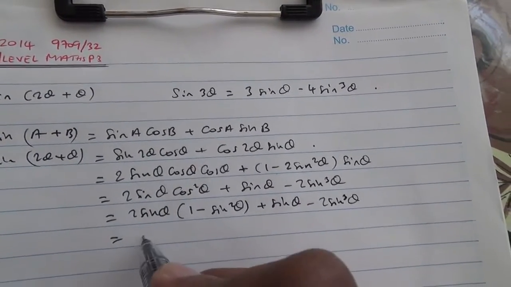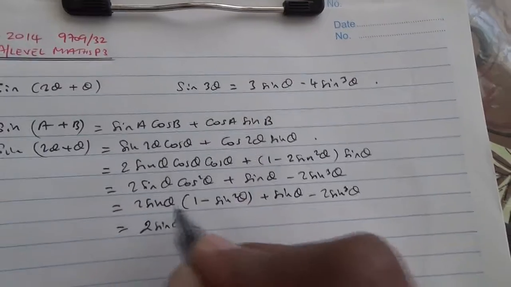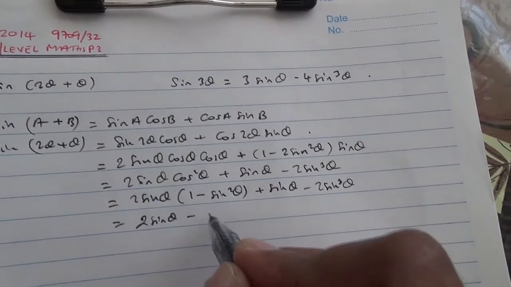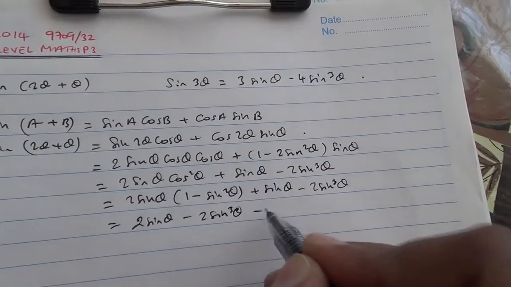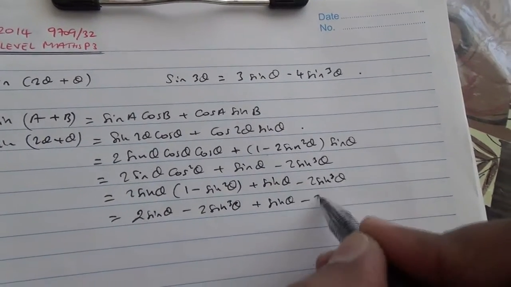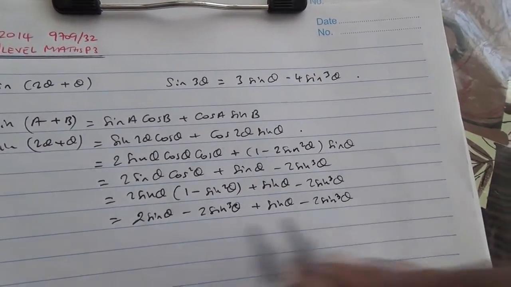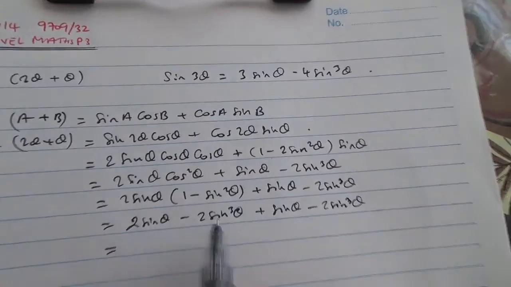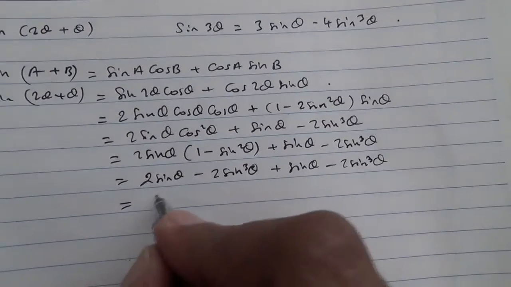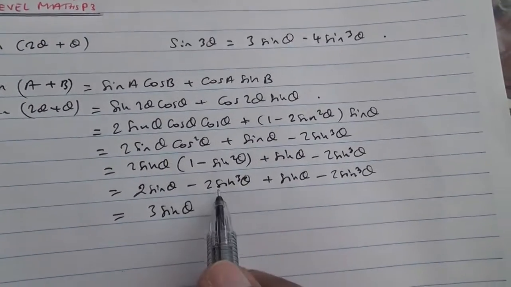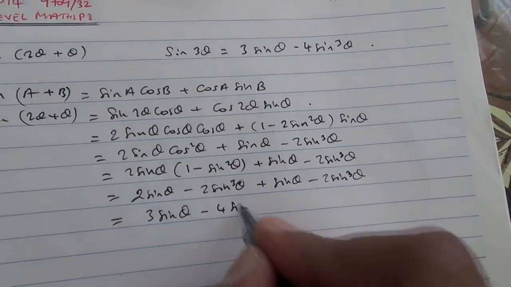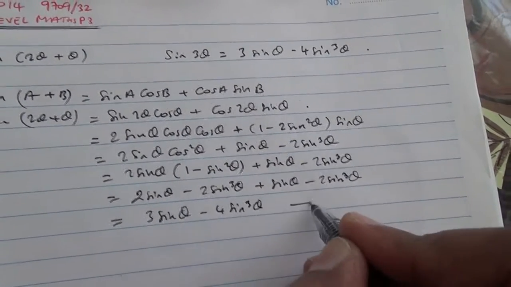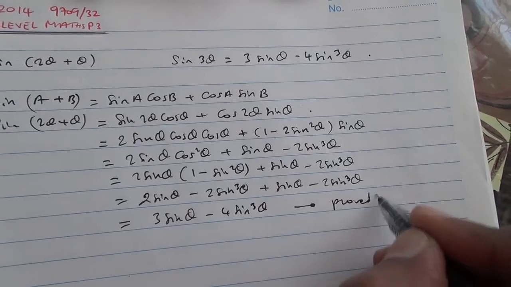So 2 sine theta times 1 is 2 sine theta. 2 sine theta times minus sine square theta is minus 2 sine cube of theta, plus sine theta, minus 2 sine cube theta. 2 sine theta plus sine theta is 3 sine theta, minus 2 sine cube theta minus 2 sine cube theta is minus 4 sine cube theta. Here we are, it's been proved.